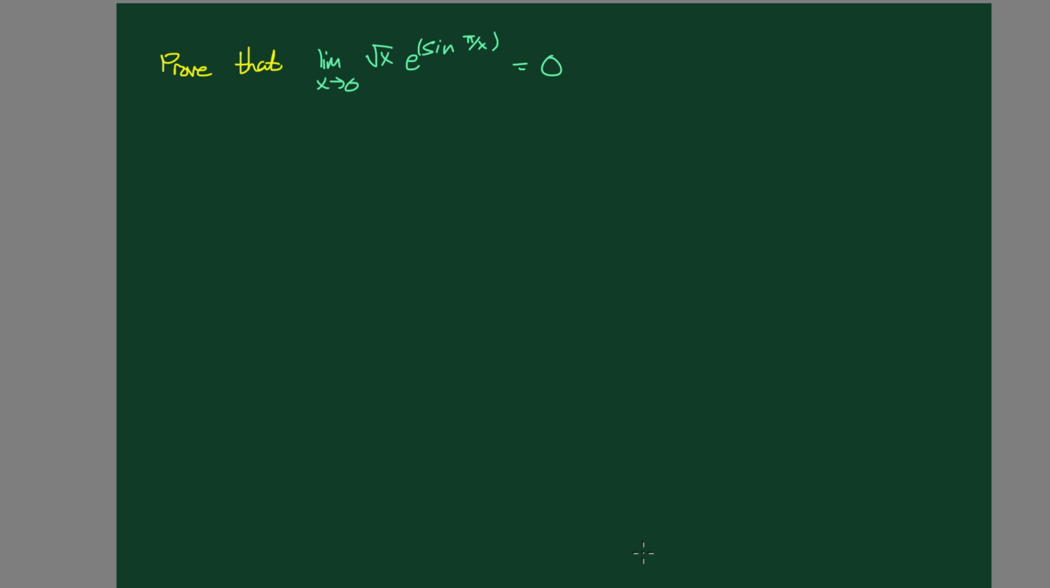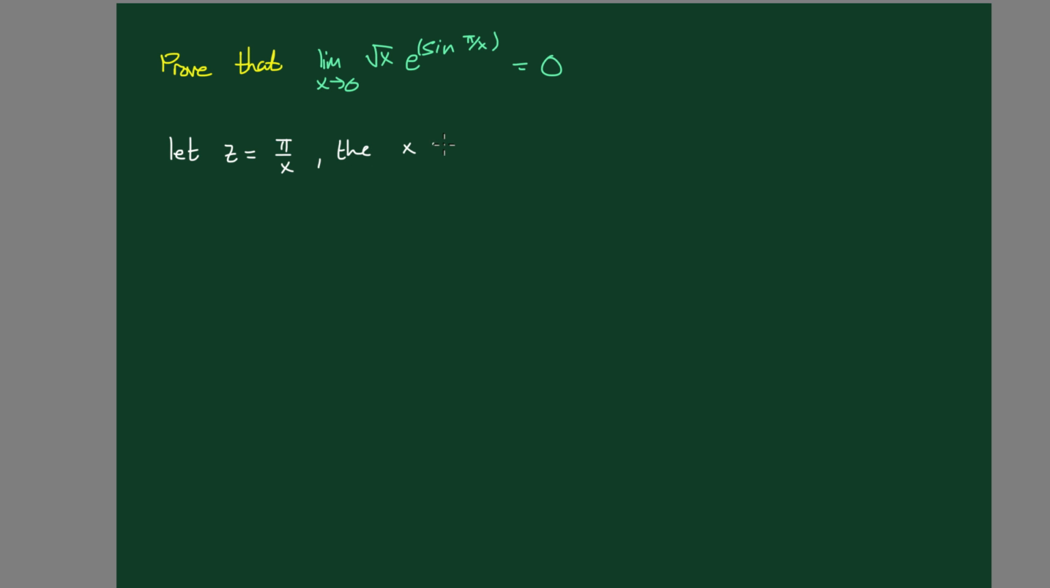So the problem we're going to work on here is prove that the limit as x approaches 0 of this function is equal to 0. So the way we're going to work this out is actually very simple: we let z equal pi over x. Okay, so this pi over x term here, we'll just call it z.